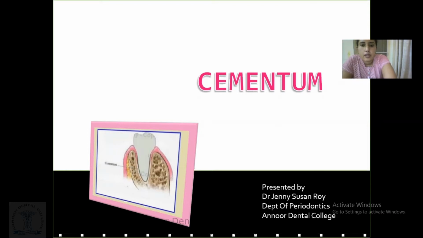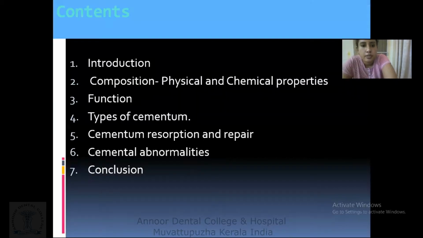Okay. So we have already finished with gingiva, and you have also studied periodontal ligaments. Now the next anatomic structure which you have to know is cementum. We will be going through the following headings: the composition, function, the types of cementum, cemental resorption and repair, and cemental abnormalities.